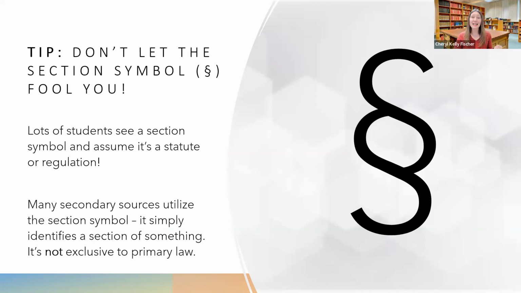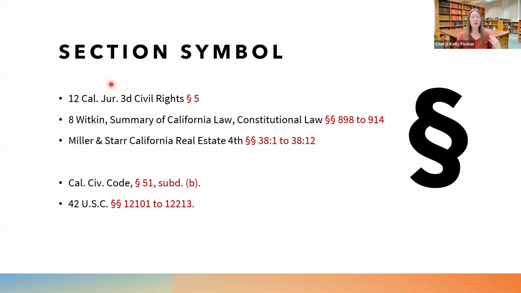A lot of students see that symbol and they assume that it means primary law, that it's a statute or that it's a regulation. But in fact, many secondary sources utilize that section symbol. It simply identifies that it's a section of something. It is not exclusive to primary law. So here's some examples. There's CalJUR using a section symbol, Witkin using a section symbol, Miller and Starr's a treatise using a section symbol. But also, we've got California statute, federal statutes. Primary law does use the section symbol as well.